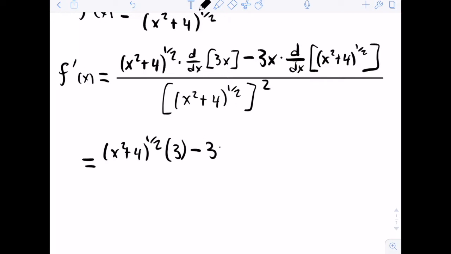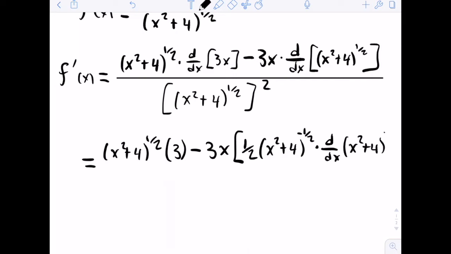Then we've got minus 3x, and then for the derivative of x squared plus 4 to the 1/2, we have to use the chain rule or the general power rule. So the 1/2 comes down, the inside of the brackets stays the same, and we subtract 1 from the power, right? So 1/2 minus 1 is minus 1/2. Then we multiply by the derivative of the inside of the brackets. So we're going to take the derivative of x squared plus 4.